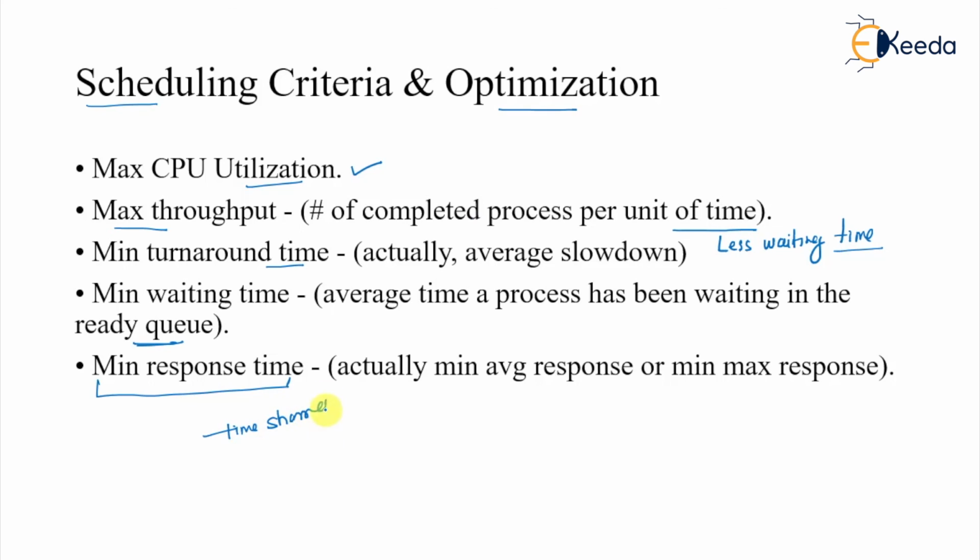At times the user also wants a response from the operating system so it can understand that everything is going well. So we can have minimum average response time, or minimum maximum response time. That can be the criteria. These are the scheduling criteria and optimization on which each scheduling algorithm will be scrutinized: throughput, turnaround, minimum waiting, and minimum response time.